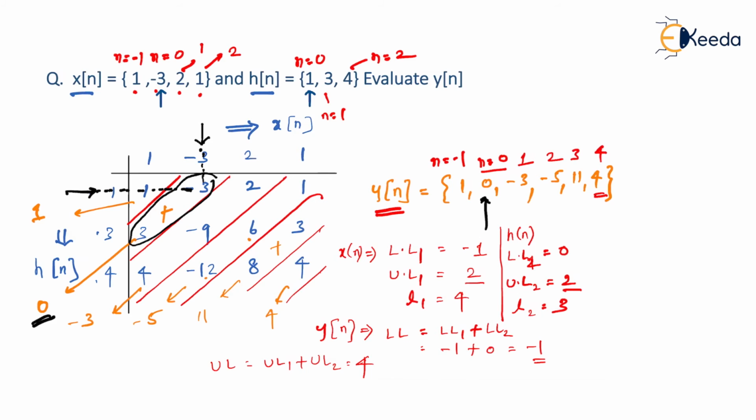And only one thing needs to be observed, that is the length of sequence formula. If you remember the length of sequence formula, to calculate L for y of n, it is given as L1 plus L2 minus 1, am I right? So what is L1? That is the number of samples in x of n, which is 4. L2, the number of samples in h of n, was 3, minus 1. So it comes out to be 6.